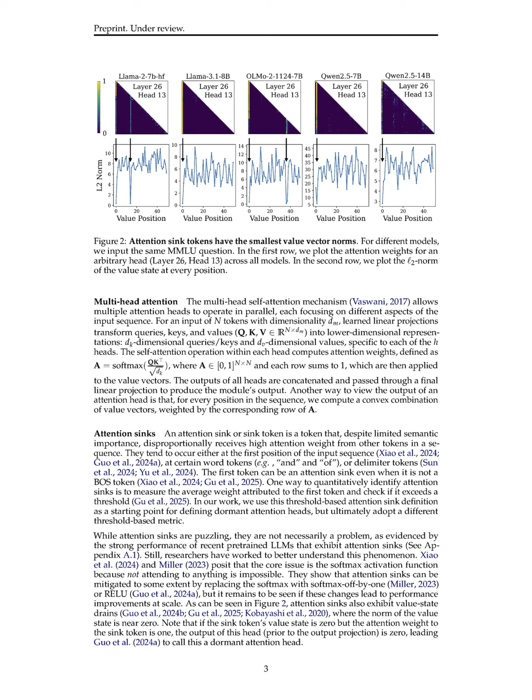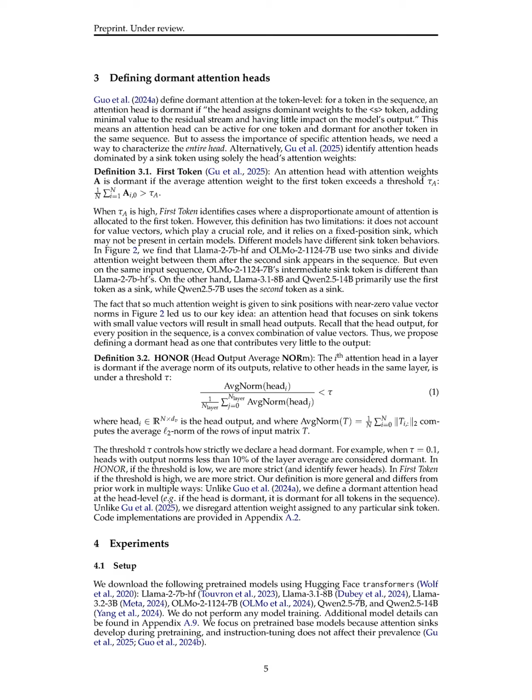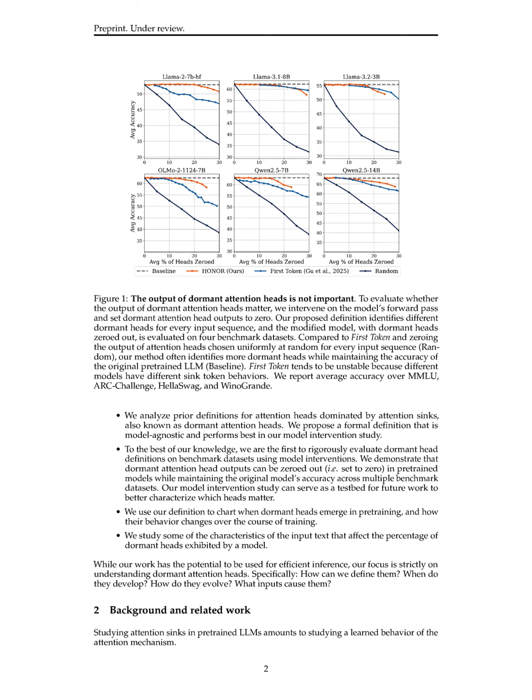Next, the average norm of the outputs for each head is computed using the formula average norm t equals (1/n) sum_{i=0}^{n} ||t_i||_2, where t is the output matrix of the heads. The Honor metric then classifies a head as dormant if its average output norm is below a specified threshold, tau. For example, if tau equals 0.1, any head with an output norm less than 10% of the average norm of all heads in the same layer is considered dormant. This systematic approach allows for the identification of heads that contribute minimally to the model's output, thereby facilitating efficient inference by potentially zeroing out these dormant heads without significantly impacting model performance.